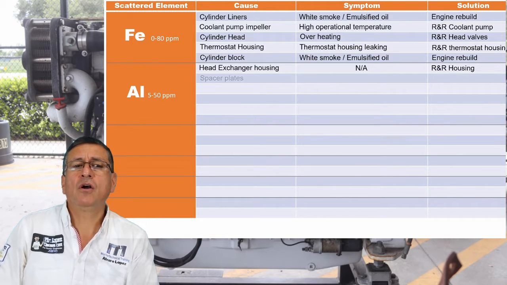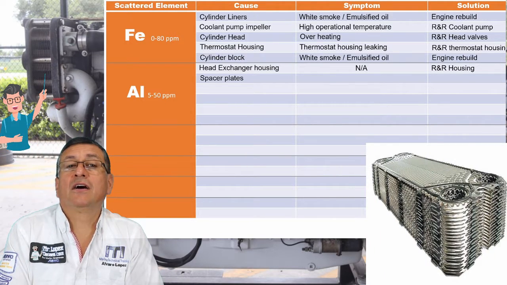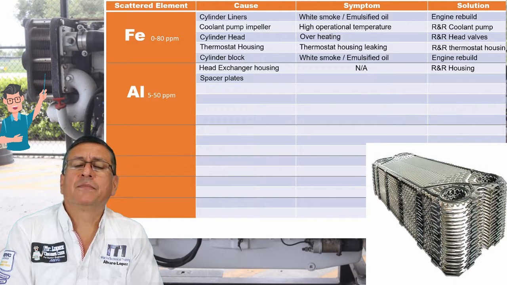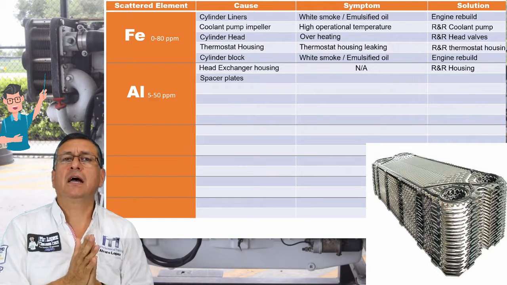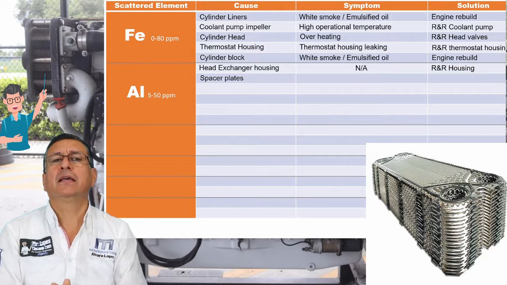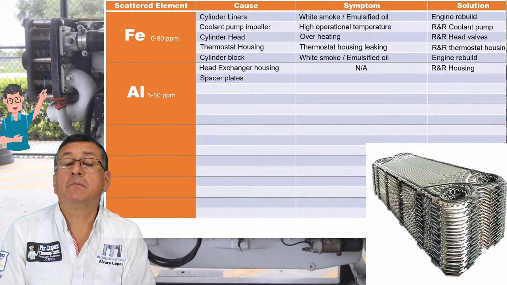Another one is the plates and spacers. There are diesel engines with heat exchangers composed of plates separated by O-rings, like the one you have on the screen right now. This is a typical heat exchanger used in big diesel engines. They have plates and spacers, and those plates are aluminum.